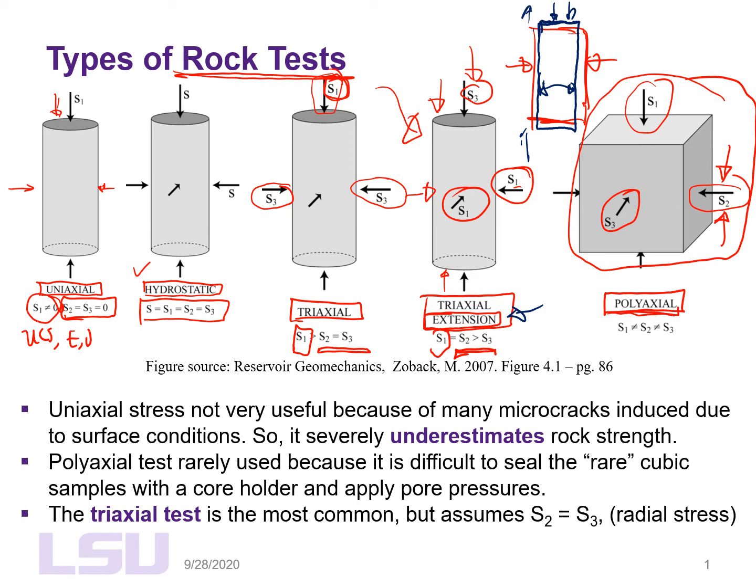And it's just so difficult to actually perform this kind of test. So by far, the most common test is the triaxial compression test. So I summarize those here. Uniaxial stress, not very useful. Why? We talked about this at the beginning of module 3.